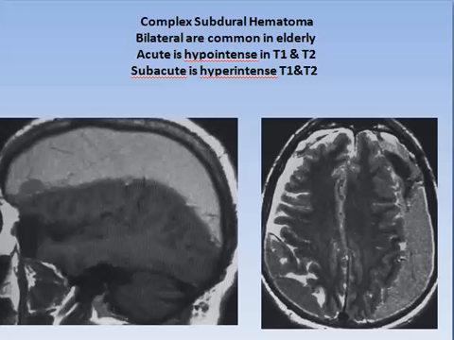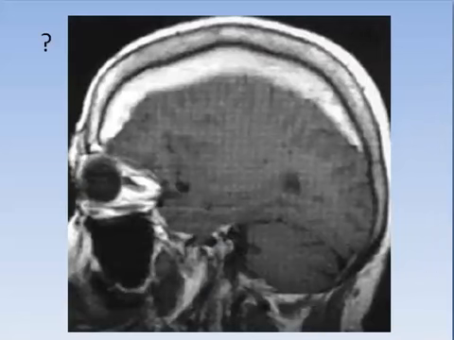The acute is hypo-intense in T1 and T2, and the subacute is hyper-intense in T1 and T2. So what is this? Subacute subdural hematoma.